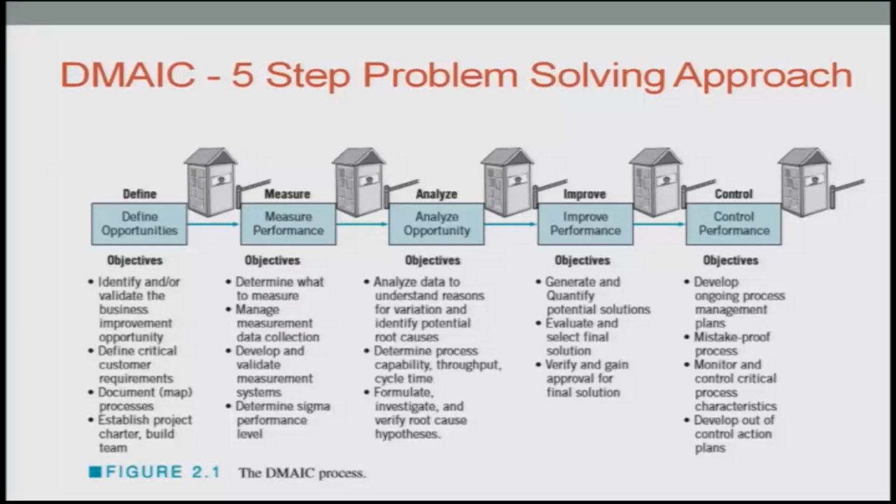You formulate the investigation process and verify the root causes of the hypothesis based on which you are going to implement quality. Then we come to the second last stage in the 5-step problem solving approach, which is improve. So, the objectives under improve would be to generate and quantify the potential solutions. So, what would the solutions be?